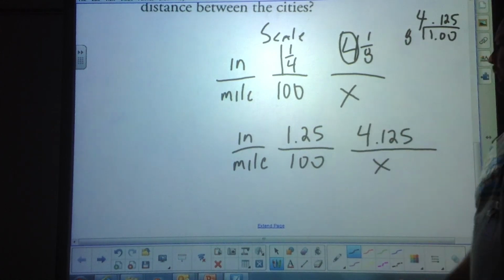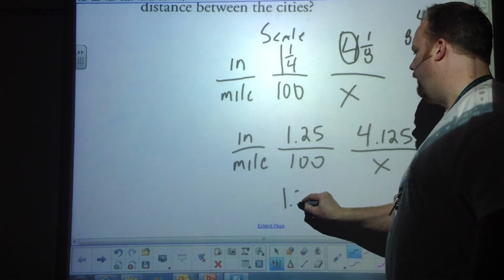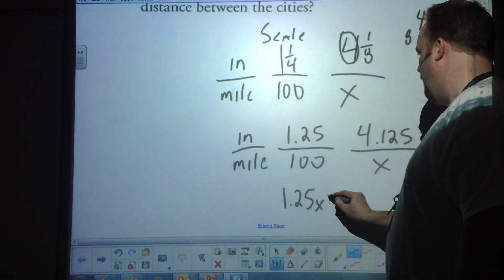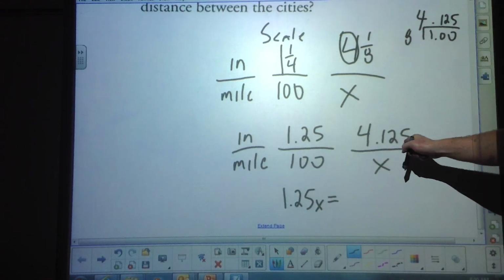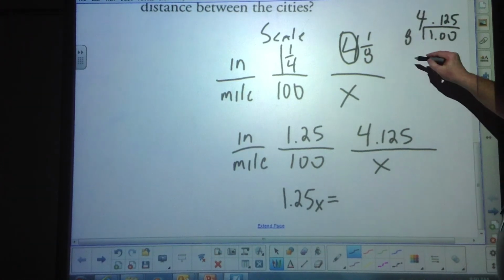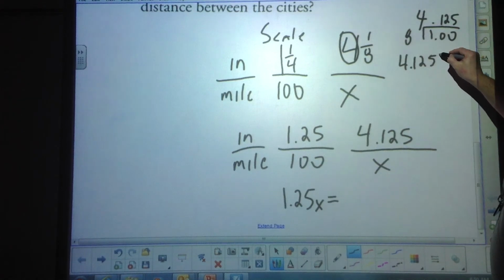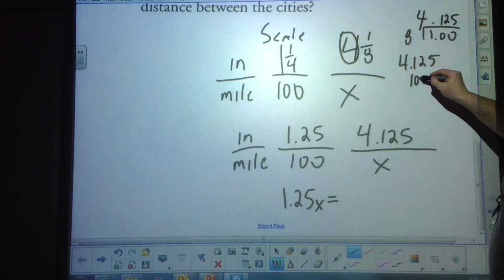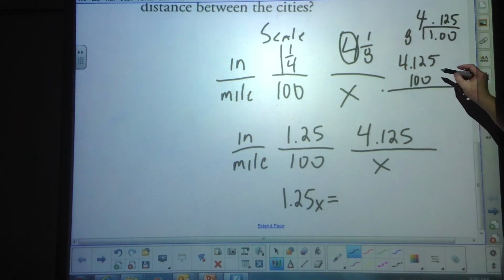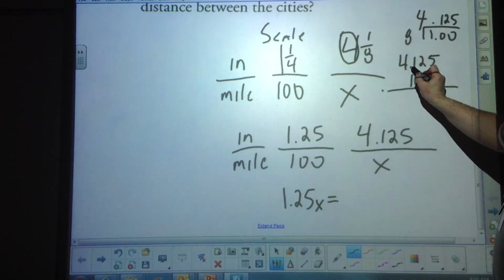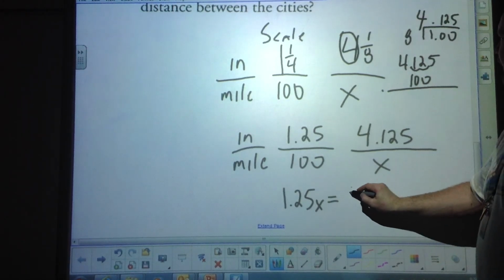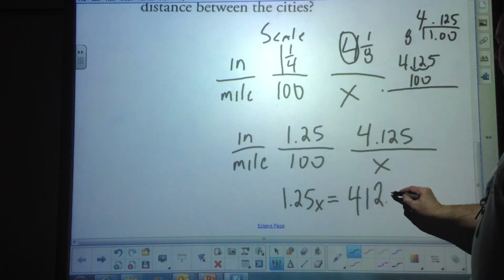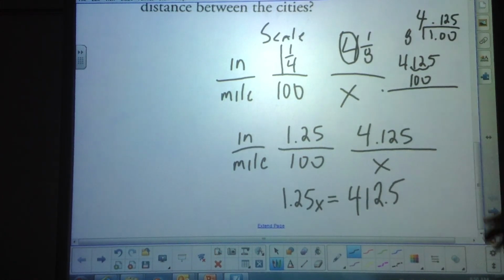Now all we do is cross multiply. 1.25x equals 100 times 4.125. One thing you could do when you're multiplying by 100, you can always just move the decimal place twice and make that 412.5. You can either do that or you can do it the long way. It doesn't matter to me. And remember, that only works with 10, 100, and 1,000 and so on.